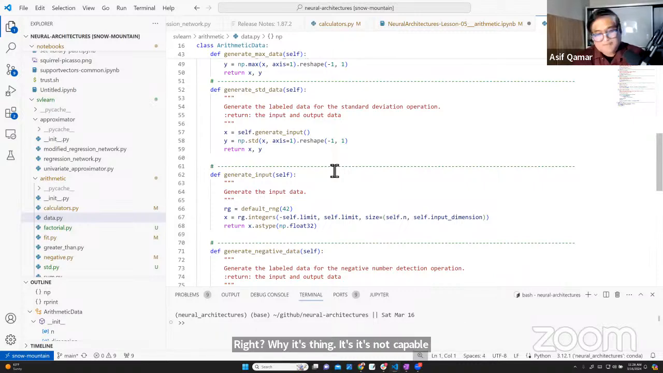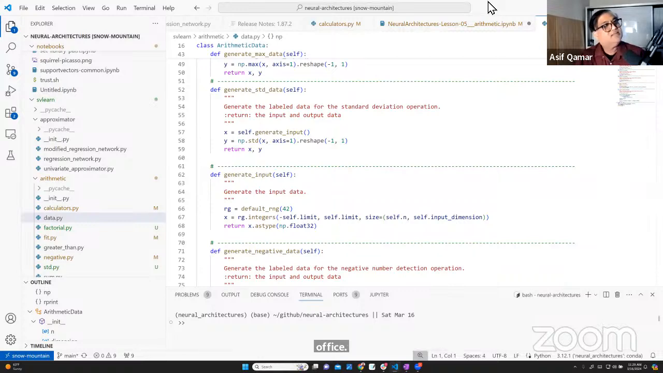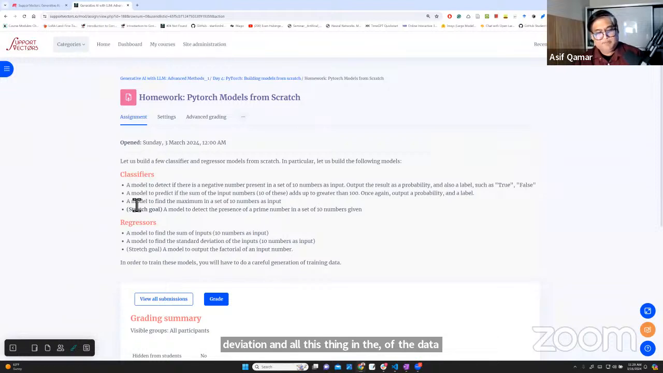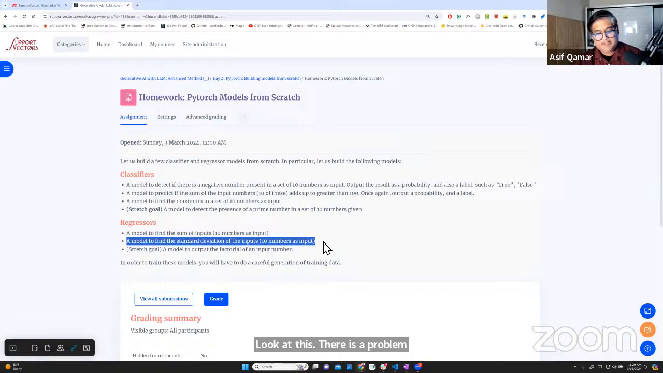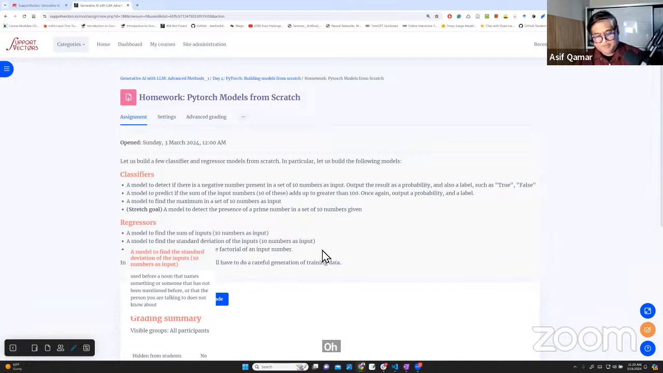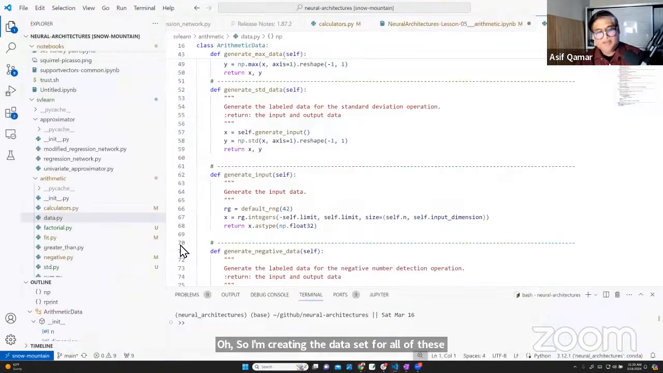Prakash: Yeah, so in my exercise, I did a torch tensor and gave an input, and that is perfectly fine. But why are we doing this standard deviation and all this in the generation of the data? Look at this. There is a problem here. Regression, a model to find the standard deviation of the inputs. Oh, okay. Right. So I'm creating the data set for all of these problems. I see. Okay. We can create data by tensors.